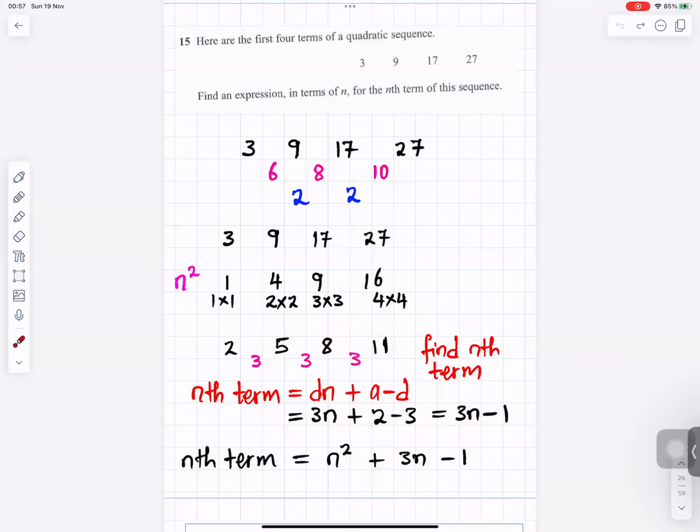So the nth term is given by this formula for this linear sequence: 3n plus 2 minus 3, which is 3n minus 1. So the quadratic nth term would be n squared plus 3n minus 1.